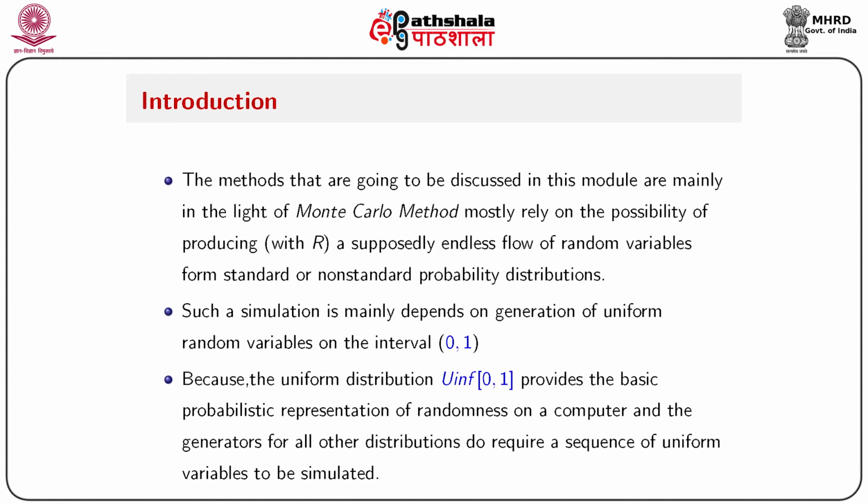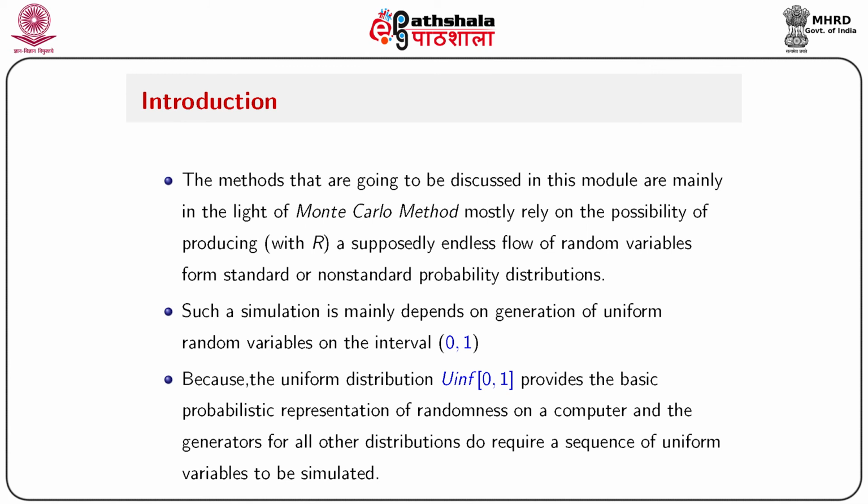We'll start with the concept of generating random variates from standard and non-standard probability distributions, then general transformation methods, the simulation from a multivariate normal, and then finally we learn about rejection sampling. The methods that are going to be discussed in this module are mainly in the light of the Monte Carlo method, which mostly relies on the possibility of producing a supposedly endless flow of random variables from standard or non-standard probability distributions.